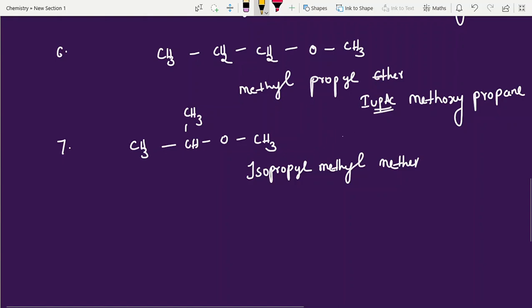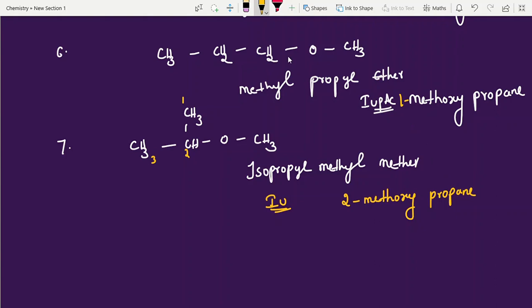Now here, what is the IUPAC name? 1, 2, 3. This is 2-methoxypropane. Okay. Hope everybody is clear on this topic. This is 1-methoxypropane. 1-methoxypropane and 2-methoxypropane are structures 6 and 7. So what is this? Positional isomers. Next.